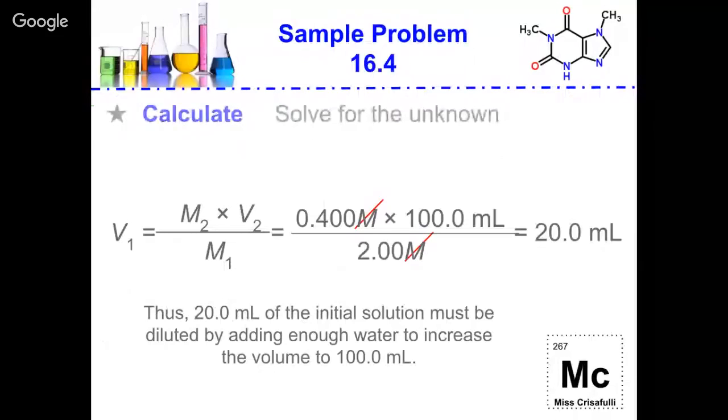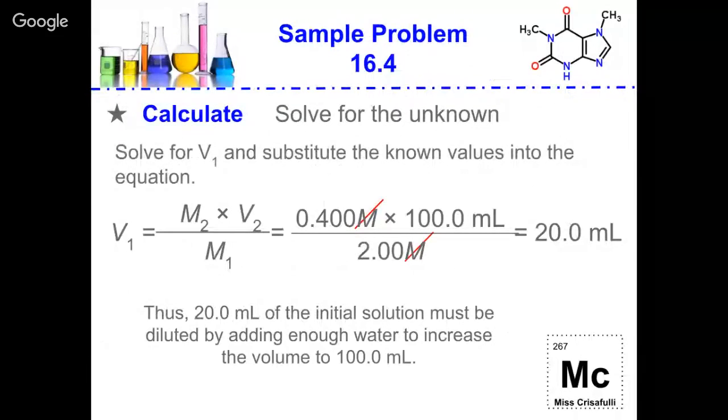So what we're going to do is rearrange our M1V1 equals M2V2 equation and solve for V1. We know we need a 0.4 molar solution of 100 milliliters from a 2 molar solution. So that means that we need to take 20 milliliters of the 2 molar solution, and then we need to add enough water to increase the volume to 100. So that means that we will need to add 80 milliliters of water to make our volume total 100.